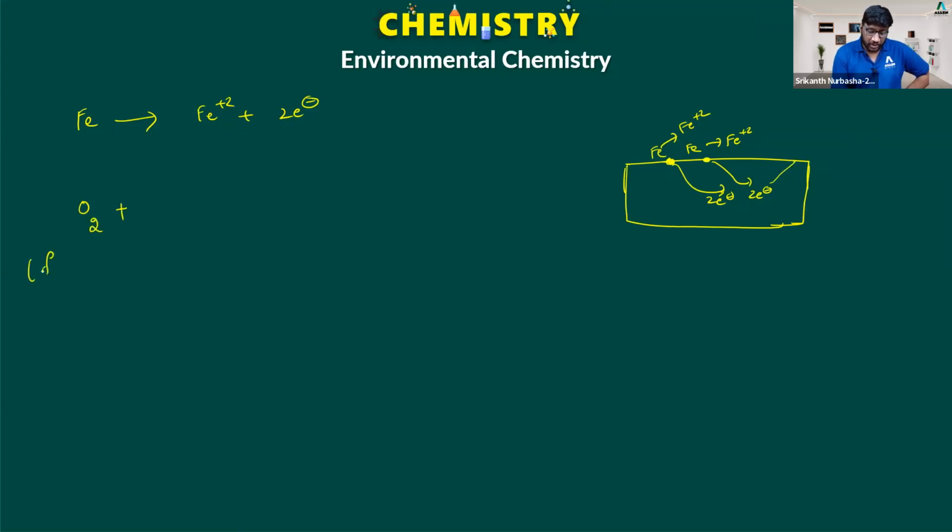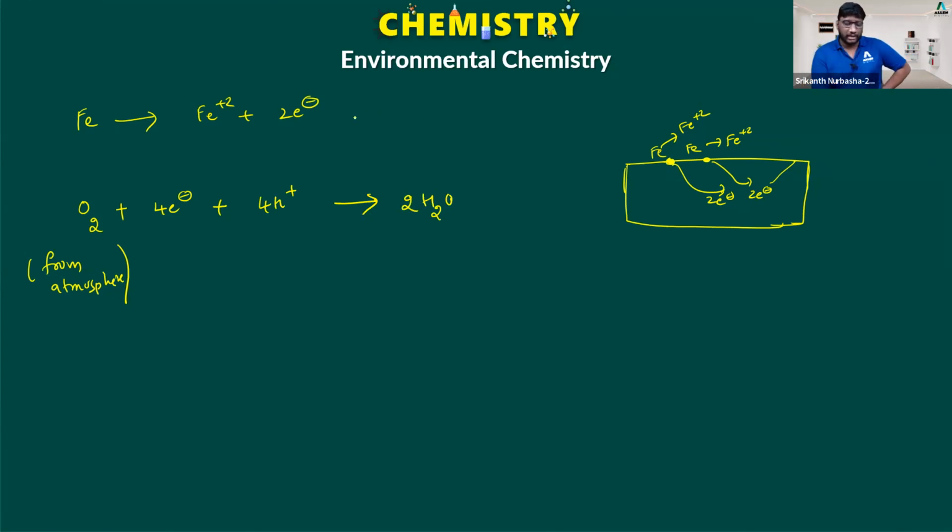Oxygen is obtained from the atmosphere. From the atmosphere we have oxygen, and we have electrons, like 4 electrons we can take. And we also have H plus ions: 4H plus plus 4 electrons plus O2 will be forming H2O. How much H2O? 2 H2O. For this we have an electrode potential E0 of 0.44. For this also we have an electrode potential of plus 1.23, like that. The electrode potential values will give the direction.